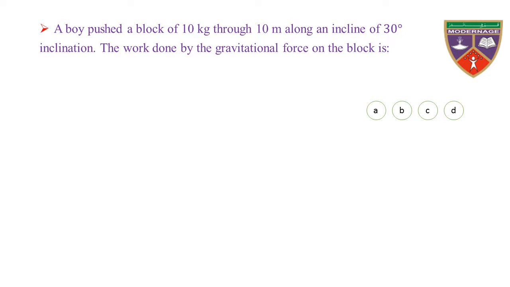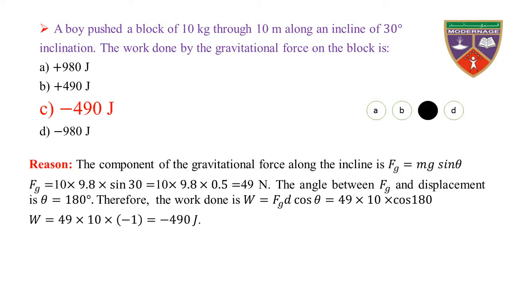A boy pushed a block of 10 kg through 10 meters along an incline of 30-degree inclination. The work done by the gravitational force on the block is: option A, plus 980 joules; option B, plus 490 joules; option C, minus 490 joules; option D, minus 980 joules. The key is minus 490 joules. Therefore, the correct option is C.